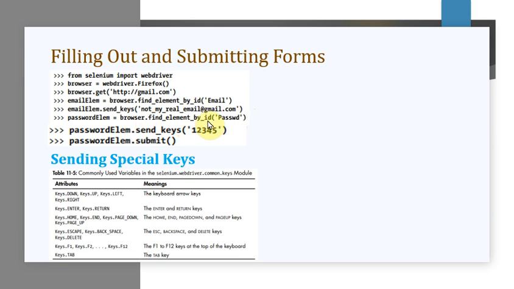Similarly, the next element you want to find is the password, through the ID, that is the password field. In the password field, you want to enter the value 12345. For that purpose, you can see the password element here. This will hold a link to the password field. In that password field, you call send_keys, which means whatever you have passed here should be stored in the password field.